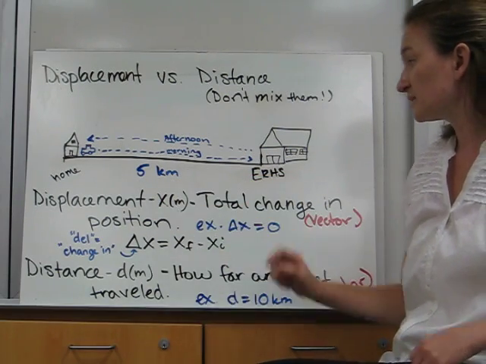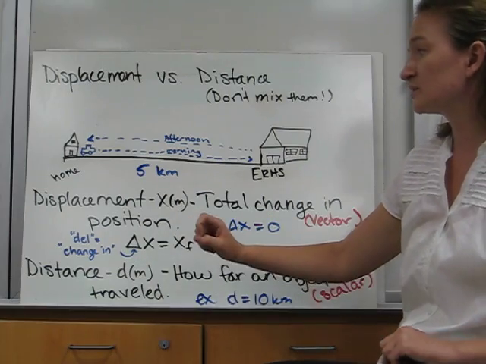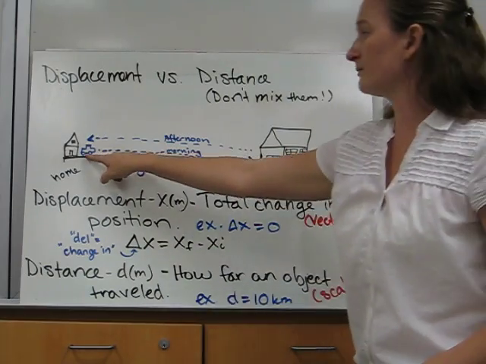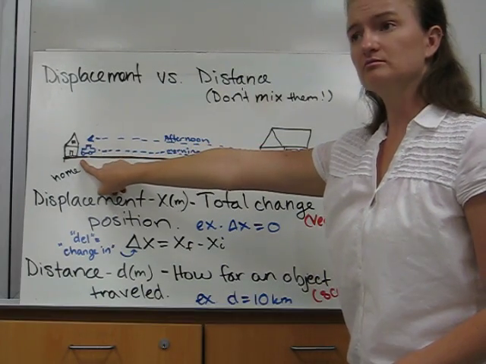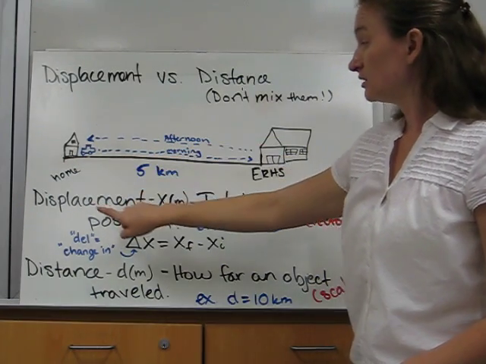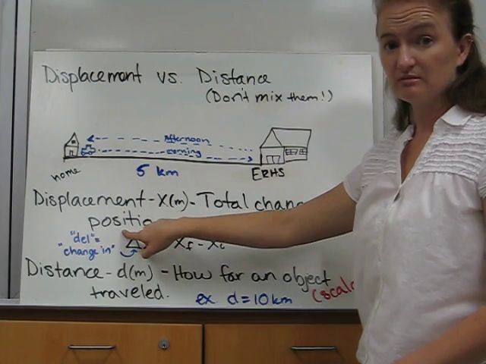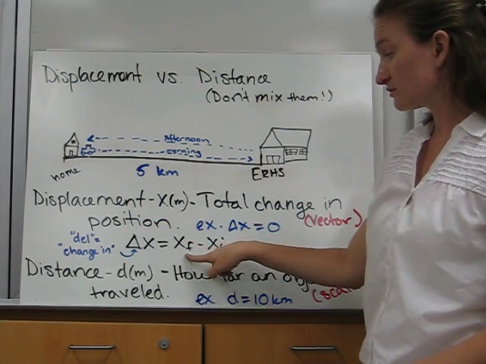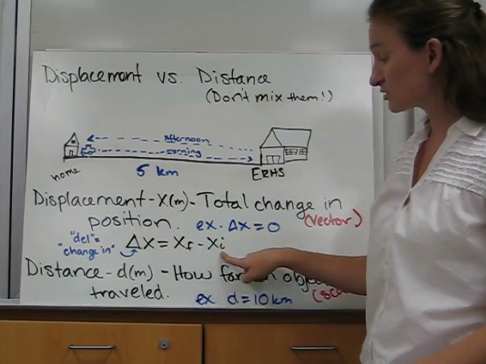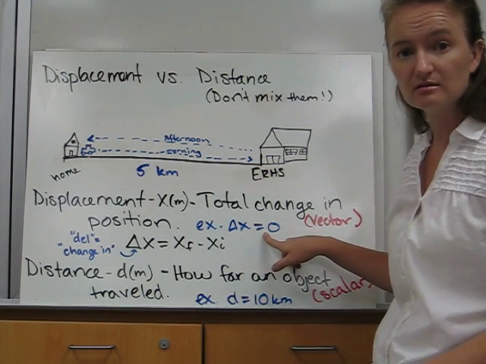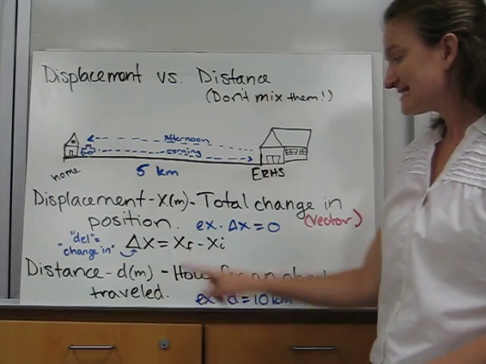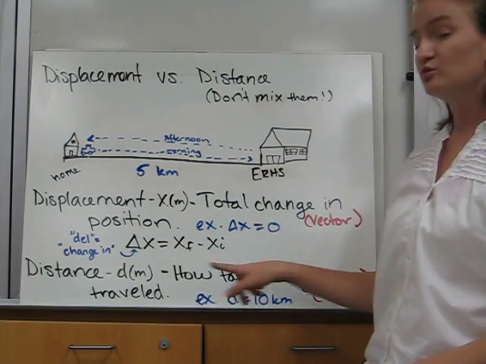So your displacement, though, is your total change in position. You started at home, you went to school, and you came back. So you started at 0, and you came back to 0. So is there any displacement? No, because your final position, 0, minus your initial position, 0, says that your total change in position is still only 0. Distance, on the other hand, is how far you traveled.